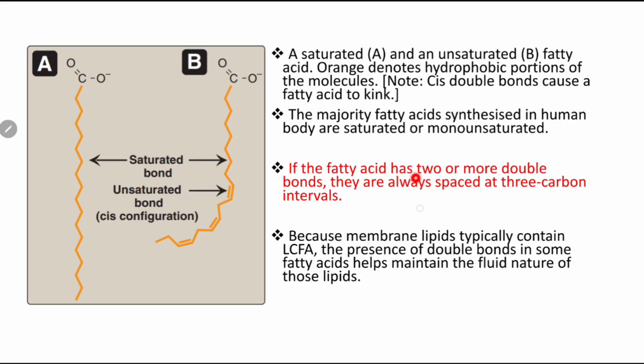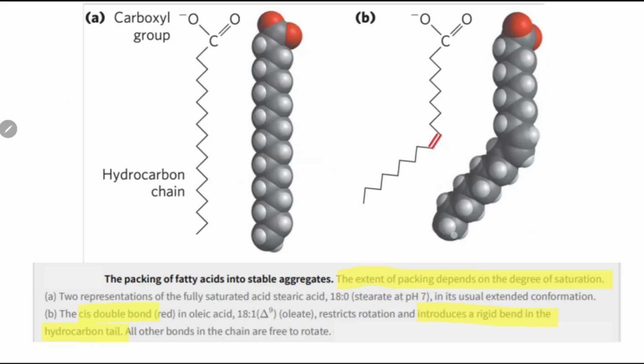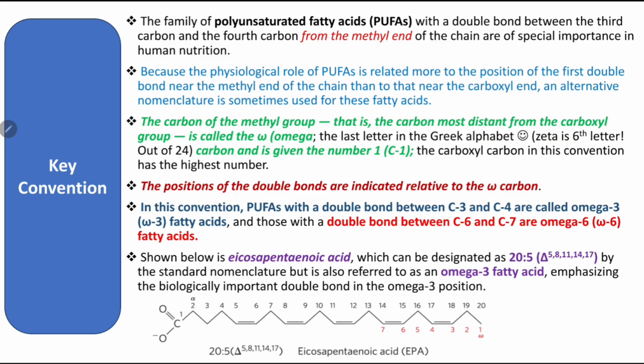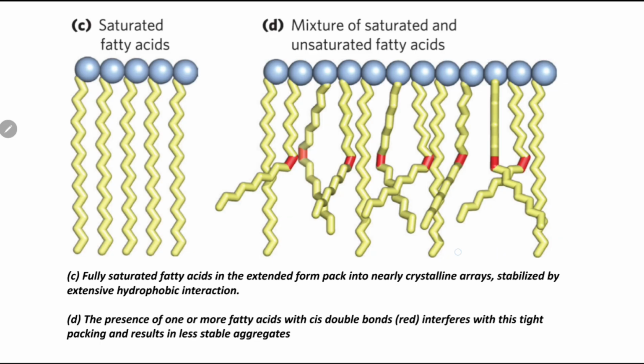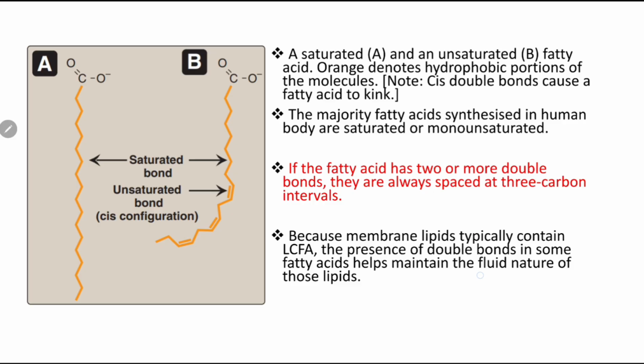Yes. And if the fatty acid has two or more double bonds, they are always spaced at 3 carbon intervals, right? You see here there is one double bond, then first, second, third carbon, next double bond. We see in this structure here, icosapentaenoic acid, the double bond is at the third carbon. So a double bond is after every 3 carbons.